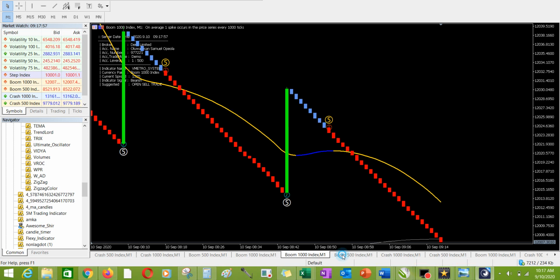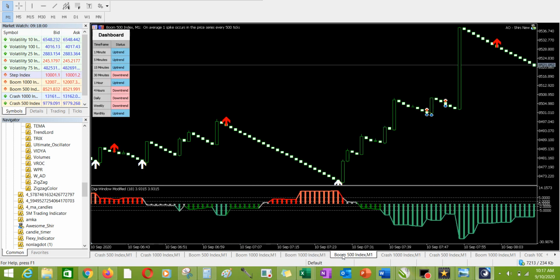So let's check out Boom 500. Okay, Boom 500. I will be using the Crusher indicator to do the analysis here. You can see that around here the market has been on uptrend. It consolidated around here but came down a bit here, but it's been on uptrend. So Boom 500 is majorly on uptrend compared to the downtrend.